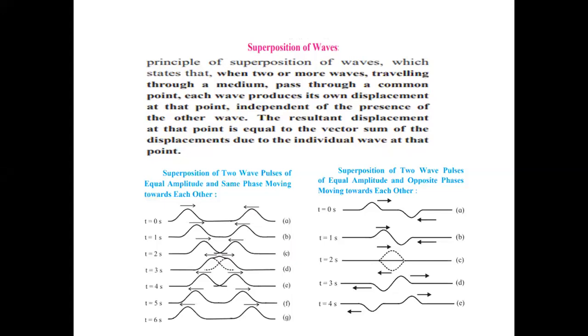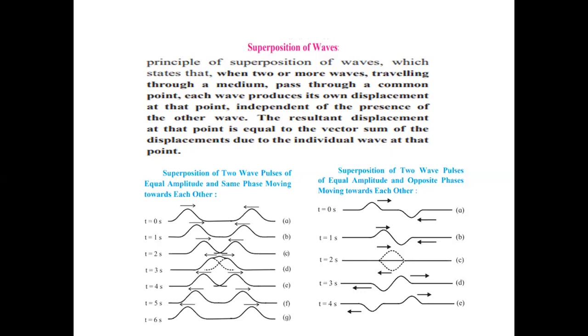The principle of superposition of waves states that when two or more waves traveling through a medium pass through a common point, each wave produces its own displacement at that point, independent of the presence of the other wave. The resultant displacement at that point is equal to the vector sum of the displacements due to the individual waves at that point.